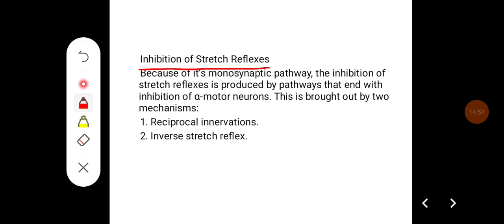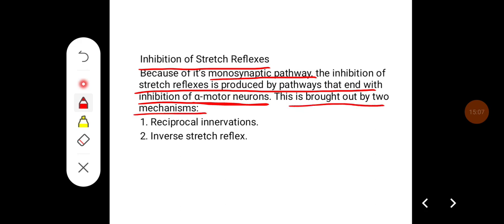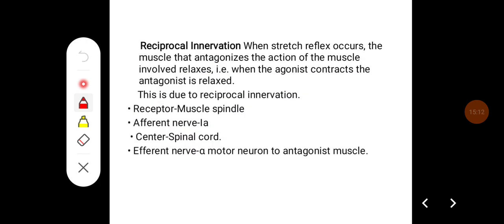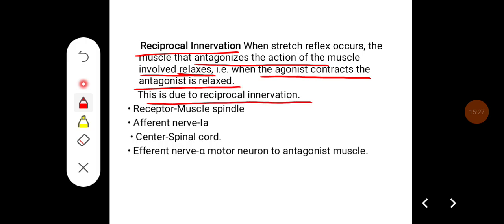Inhibition of stretch reflexes. Because of its monosynaptic pathway, the inhibition of the stretch reflex is produced by pathways that end with the inhibition of alpha motor neurons, and this is brought about by two mechanisms, that is, reciprocal innervation and inverse stretch reflex. Reciprocal innervation. When a stretch reflex occurs, the muscle that antagonizes the action of the muscle involved relaxes. That is, when the agonist contracts, the antagonist is relaxed. This occurs because of reciprocal innervation.